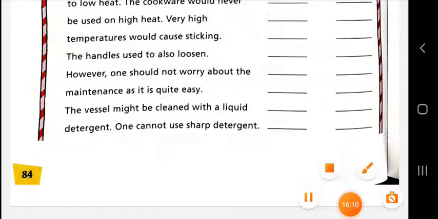I hope you understand about primary auxiliary verbs and modal auxiliary verbs. Primary auxiliary verbs are is, am, are, was, were, has, have, had, do, does, did. And modal auxiliary verbs are can, could, may, might, would, should, must, used to, need to, dare to.